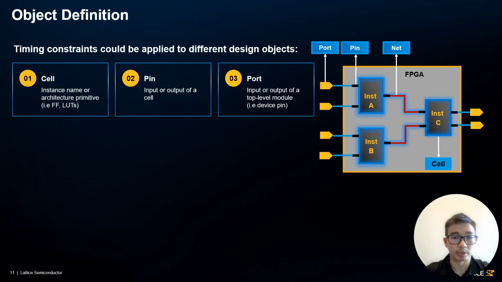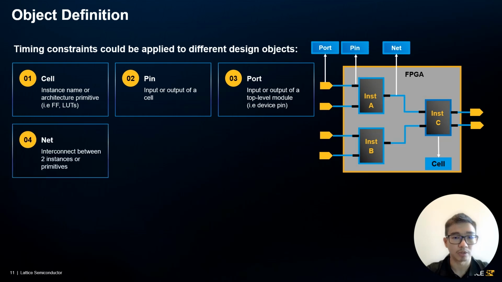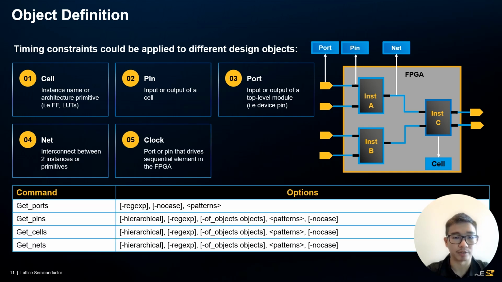Timing constraints will need to be applied to the correct design objects to be effective. Shown here is the list of different design objects, depending on where you want to apply the constraints. We will begin with cell, which could be an instance of a design, or simply an architectural primitive such as flip-flops and LUTs. A pin is the input or output of a cell, while a port could be an input or output of a top-level module, usually a device pin. A net refers to an interconnect between two instances of a primitive. Finally, a clock is a port, net, or a pin that drives a sequential element in the FPGA.